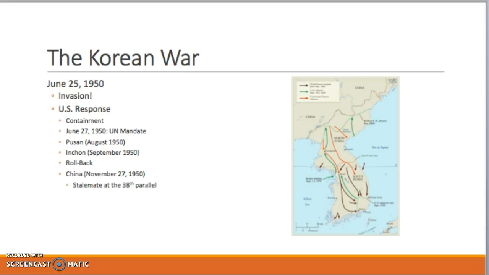As they approached the Yalu River, the UN and South Korean troops were met by hundreds of thousands of Chinese soldiers from the People's Liberation Army, or PLA. The sheer number of the Chinese forces overwhelmed the Allies and pushed them back to the 38th parallel, where the war began to stagnate.